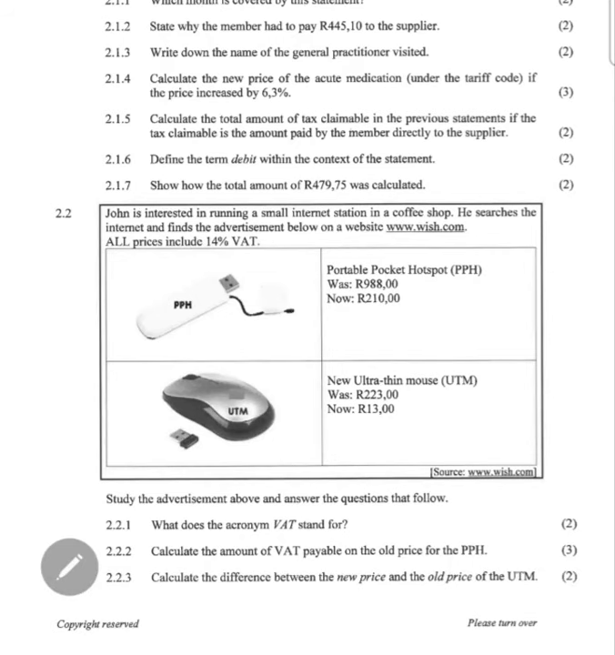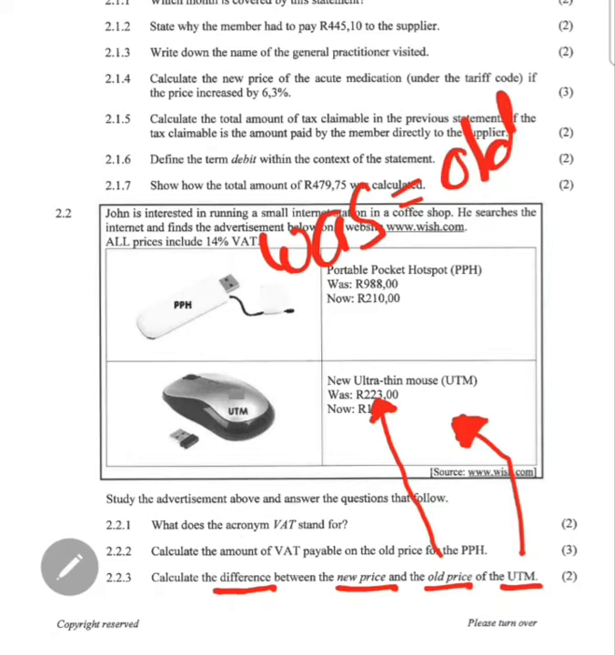Our next question, 2.2.3, calculate the difference between the new price and the old price of the UTM. Again, let's underline our keywords. Calculate the difference. Difference is our first keyword, between the new price, second keyword, old price, third keyword, UTM, fourth keyword. Again, we know we need to look at UTM. In the previous question we determined that was equals old price. Also new price, we determined that now equals new. So that's how we know what to look at.